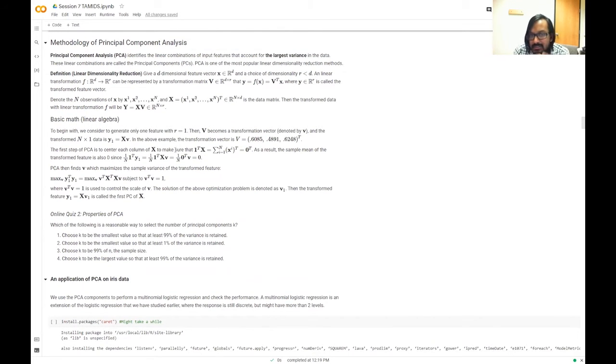So the first step of PCA is to center the columns. So we have to make sure that all the columns have mean equal to 0. That is given by 1 transpose x. That is, 1 transpose x is basically the summation of xi. And we remember that the sample mean is just the summation of xi divided by n. So if the summation of xi divided by n has to be 0, then the summation of xi has to be 0, which is what we want. That's centering.